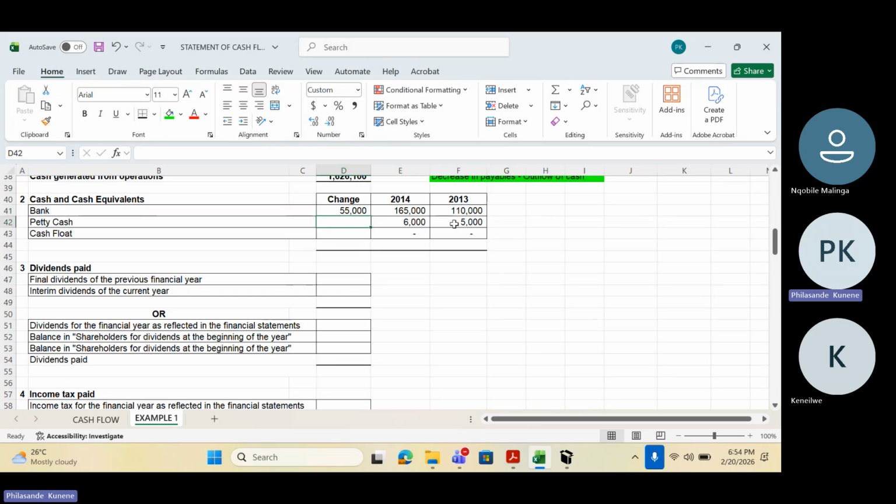Let's talk about petty cash. It was 5,000, now it is 6,000. So obviously there is a 1,000 change. Is this an inflow or an outflow?